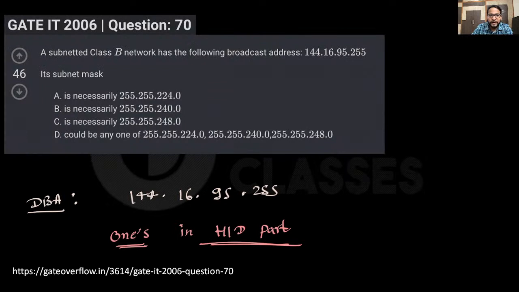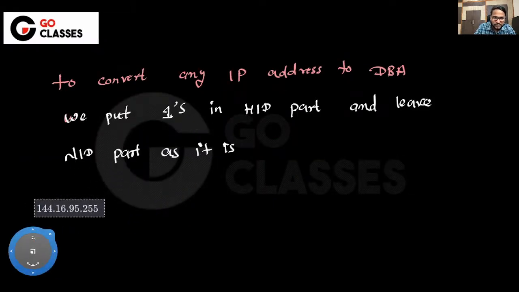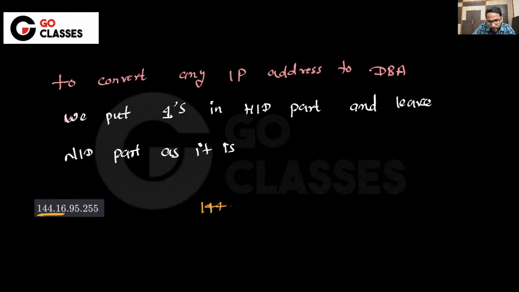Now they are saying a subnetted class B network, which means they have borrowed some of the bits from the host bits. Now see, this is the subnetted class B address. Since it is a class B address, I know that these bits are definitely fixed. Now from this 95 and 255, you can have something, right? So basically these bits are definitely fixed, which are part of the network ID.